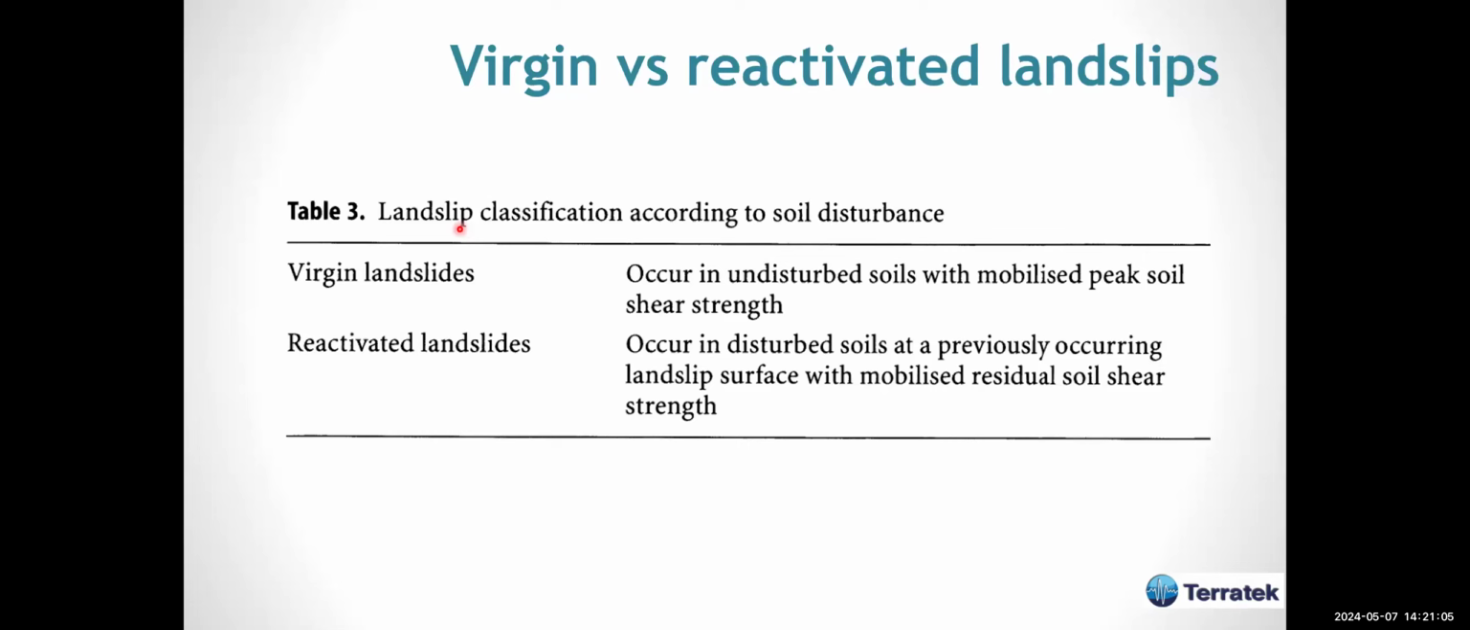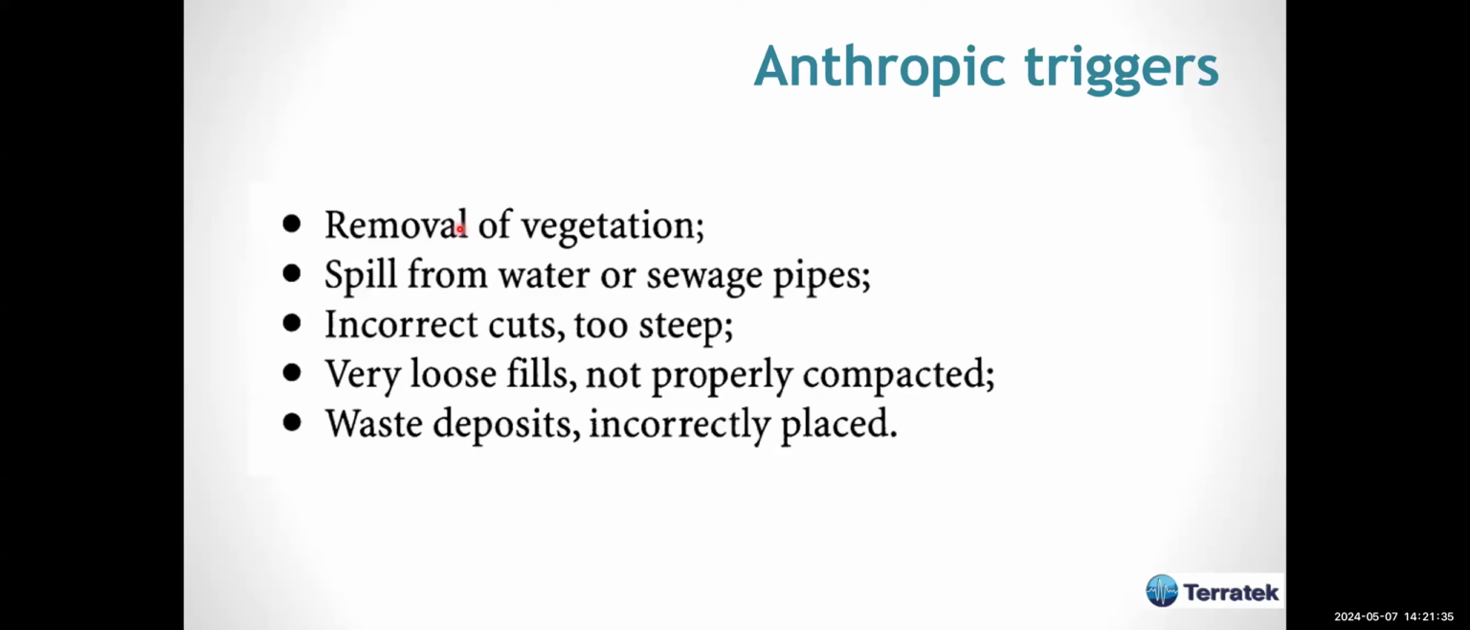So, landslide classification according to soil disturbance. Virgin landslides occur in undisturbed soil with mobilized peak soil strength, okay? Or reactivated slides, old slides, occur in disturbed soils at a previously occurring landslip surface with mobilized residual soil shear strength. So this is the classification: virgin landslides or reactivated landslides.